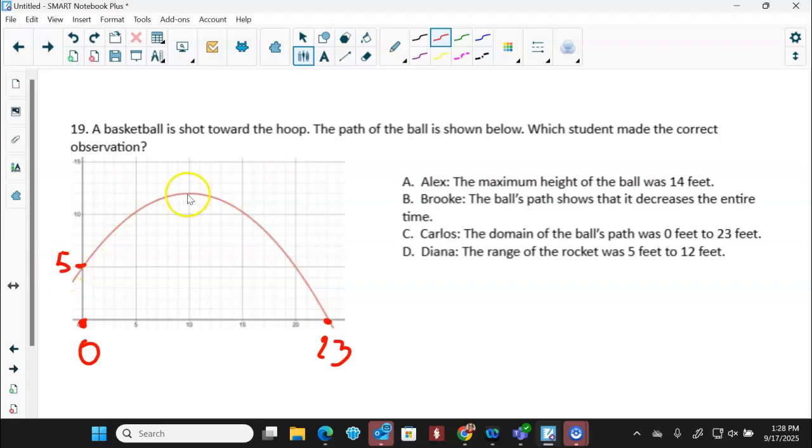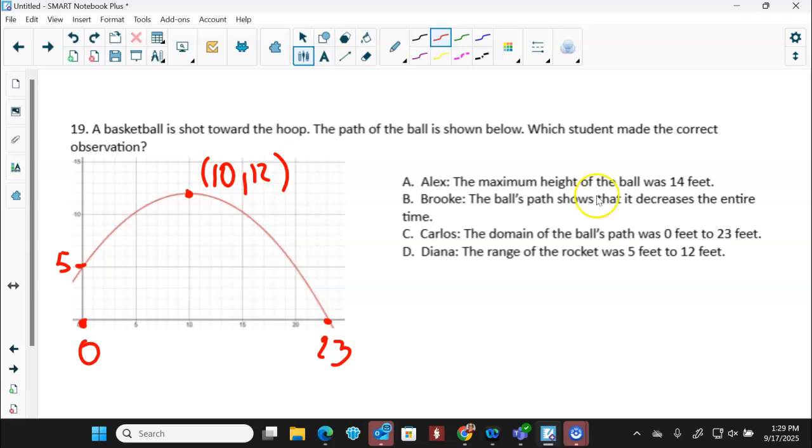It starts at 5, and the highest point will be somewhere here at 12, all right? And 10. So 10, 12, okay? So once again, it's very important to recognize these points. This is your highest point. It's 10 and 12 for Y value, okay? So it says this is a basketball. The basketball was shot toward a hoop, and then the path of the ball is shown below. Which students made a correct observation?